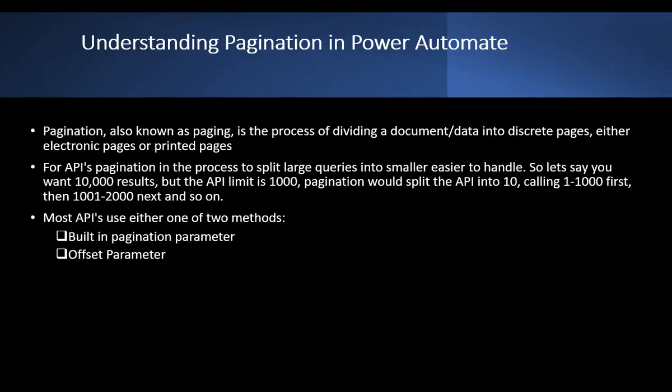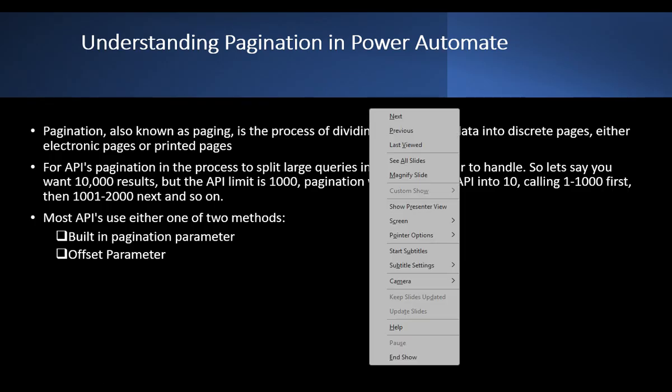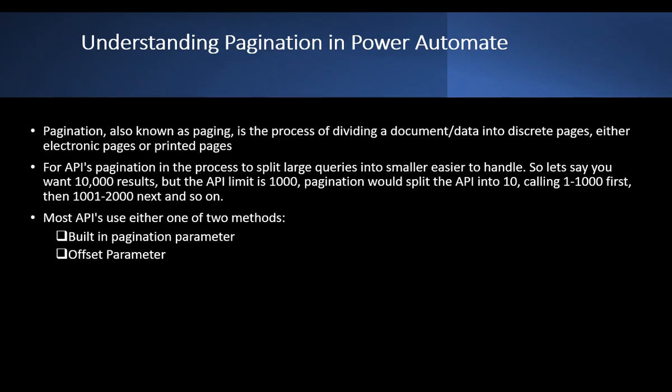So what is pagination? Pagination is the process of dividing a large amount of data into multiple pages so that it is easy to process, easy to capture, easy to work with. Think of it like a book which has multiple pages. Why does the book have multiple pages? Because one page is not enough to hold all the data. So that's why we divide it into multiple pages, right?